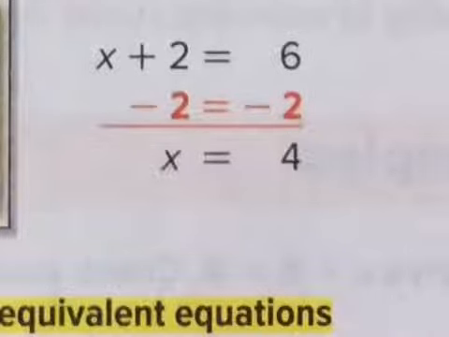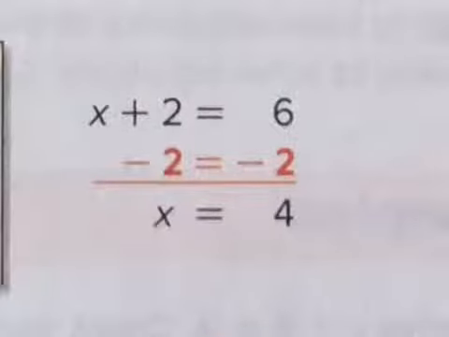Well, let's see. If I were to subtract 2 from this side and this side to make the equation true, remember I'm going to remove 2 from here and 2 from here so that I only have the x left, and whatever number I have left over here, I would have x equals 4. And that makes sense.